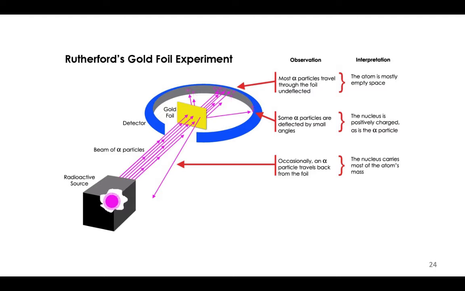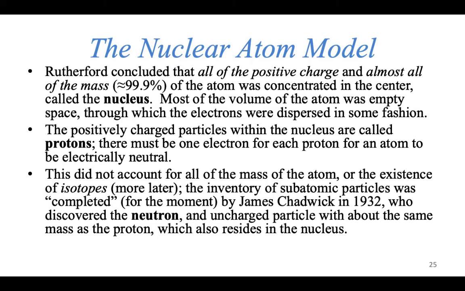Rutherford was able to determine that the nucleus was very small due to the few number of alpha particles that deflected at a large angle. He was also able to determine that the nucleus contained a lot of mass because the alpha particles bounced almost straight back from the foil. The gold foil experiment disproved the plum pudding model and resulted in the nuclear model of the atom.